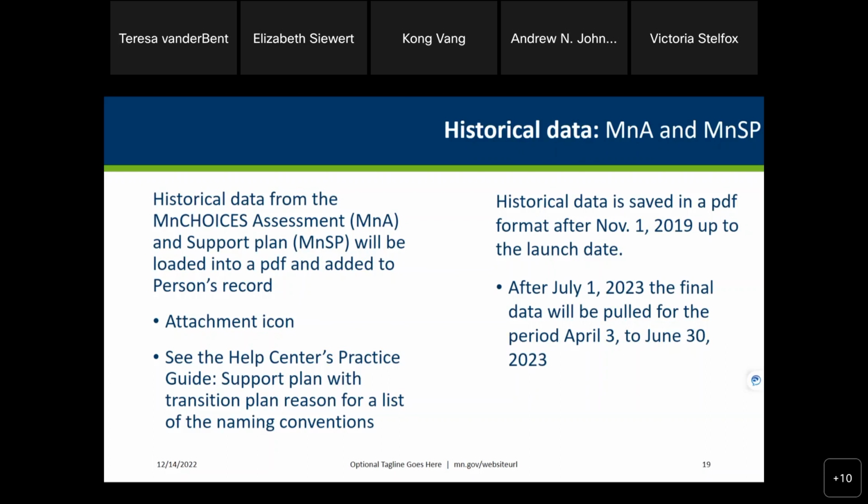The historical data is being saved anytime after November 1, 2019 up to the launch date. And then for that period between April 3rd, which is the launch date, to the dates before the systems are retired, that data will be captured again and have the same process. They'll then put them in people's records, in the attachment icon section of the person's record.